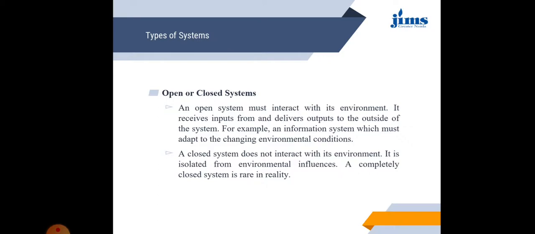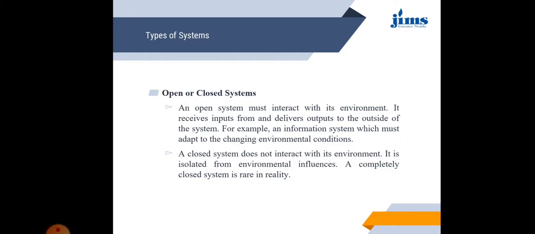The second one is the open and closed system. An open system must interact with its environment. It receives input from and delivers output to the outside of the system. For example, an information system which must adapt to changing environmental conditions. So that is the open system. Open means it will interact with the environment. It receives inputs from the environment and delivers output to the environment.